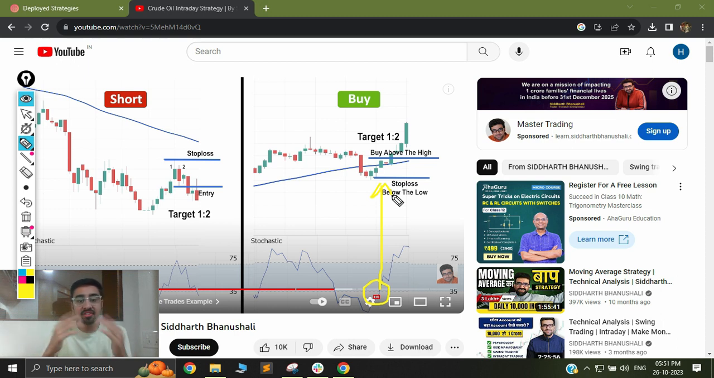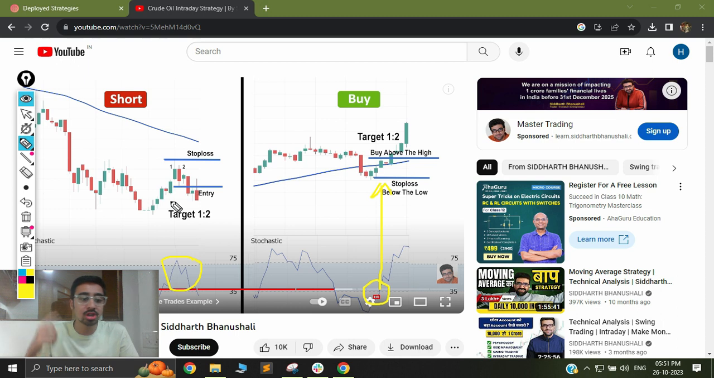After we do all of this, we first check if the moving average is sloping down or sloping up. Then we check for our stochastic. After that, we check the candle that is there. Are we breaking the high or low of that trigger candle? If we are breaking the high or low of the trigger candle, in that case we are taking a long or a short trade.